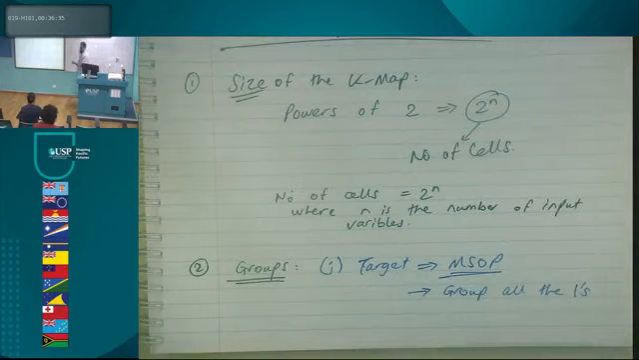You can also get the minimum product of sums. How would you do that, guys? If you want to get the minimum product of sums, how would you do that? Yeah, you group all the zeros. Right? You group all the zeros. Okay. All right.